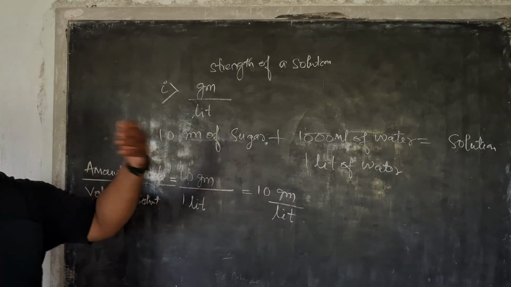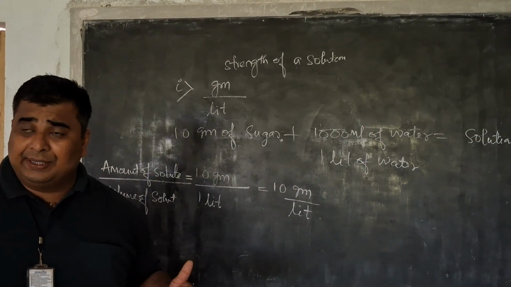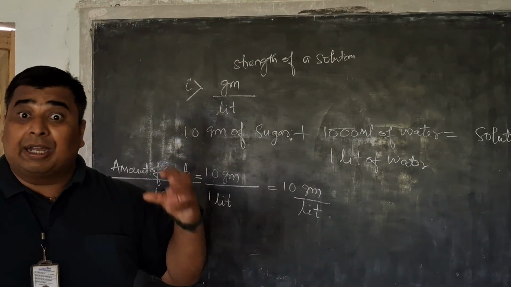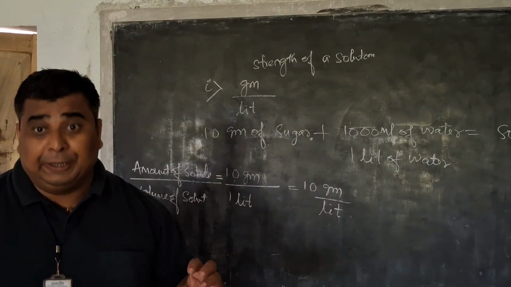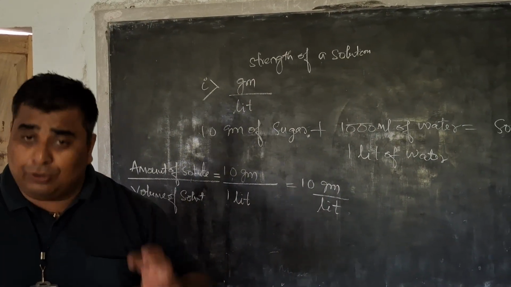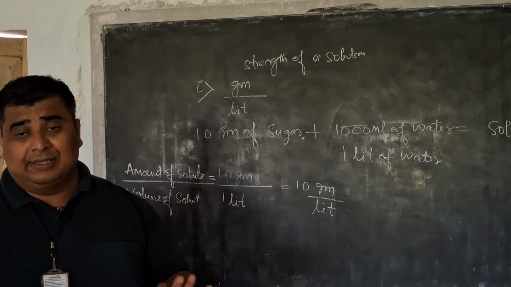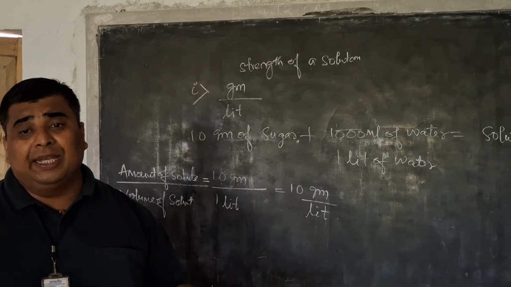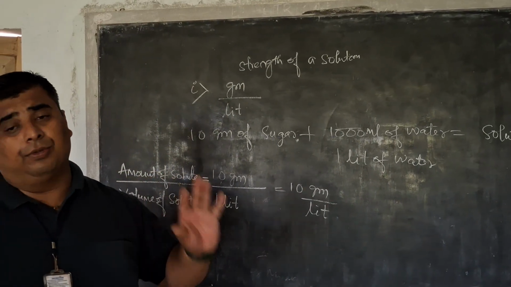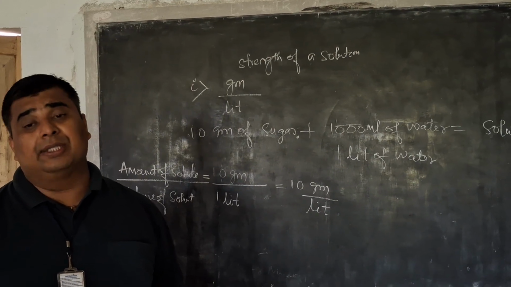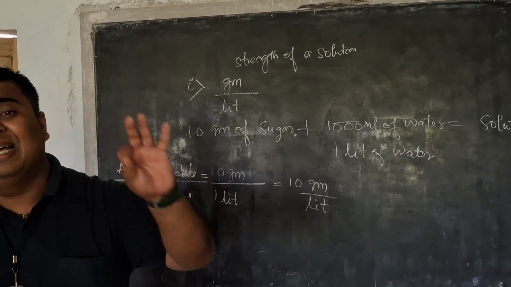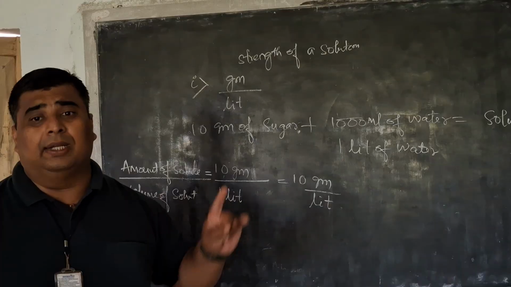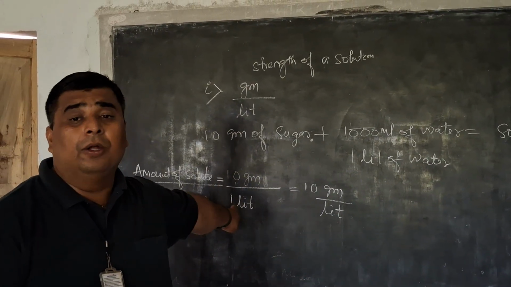Similarly, what is normality? Normality means the number of gram equivalents of solute present in 1 liter of solution is known as normality. Similarly, what is molarity? The number of gram moles of solute dissolved in 1 liter of solution is called its molarity. Normality, molarity, grams per liter, moles per liter, and the last one is your ppm.